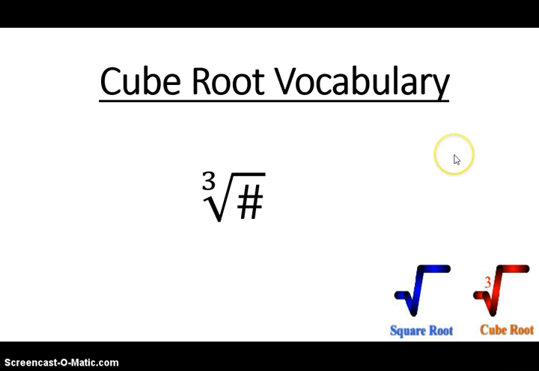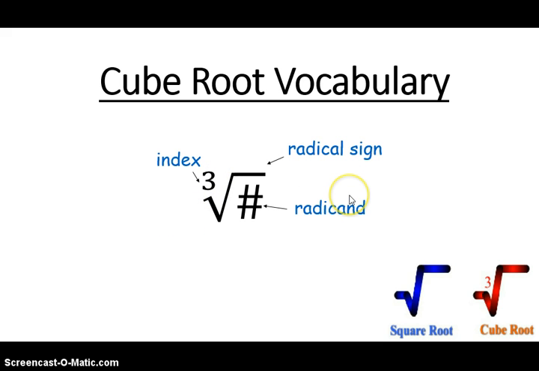Now let's get a little vocabulary. We already know that this is the radical sign. We know that this is the radicand. But what we don't know is what this small 3 is called, the cube root. That is called the index. It tells you how many times you must multiply the number to get the radicand. This is called the index. It can be more than a 3, but we will only study squares and cubes, so you will only see a 3 as the index in this class.